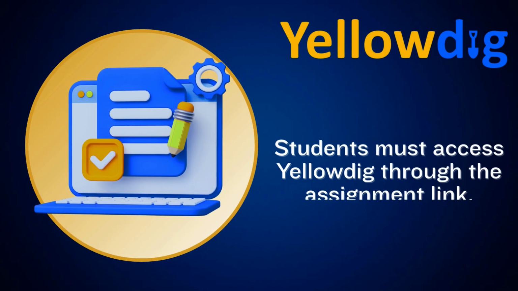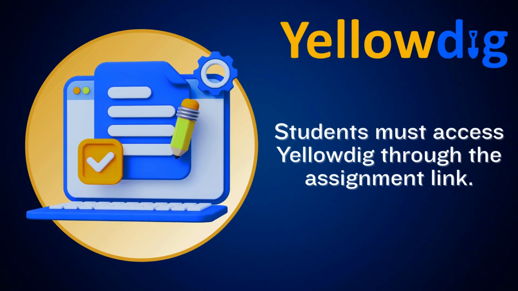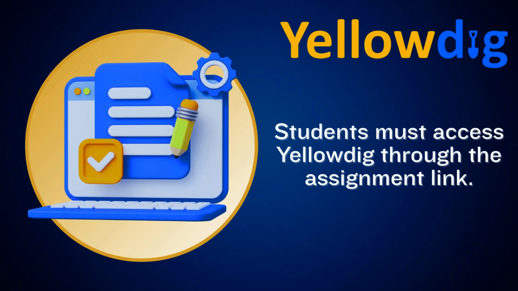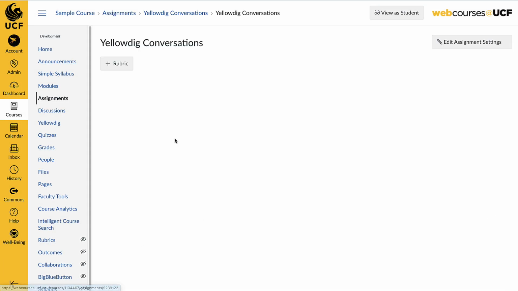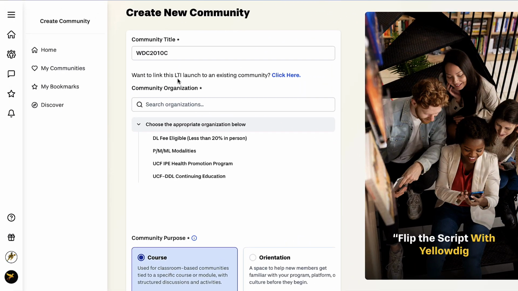Students will not have to create a Yellowdig account, but the first time they access Yellowdig should be through the graded assignment link to initiate grade passback with Webcourses. To create your Yellowdig community, launch the assignment you just created. We recommend keeping the community title the same as the course title.